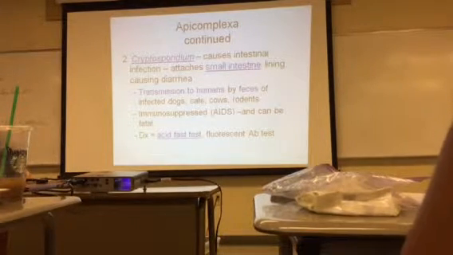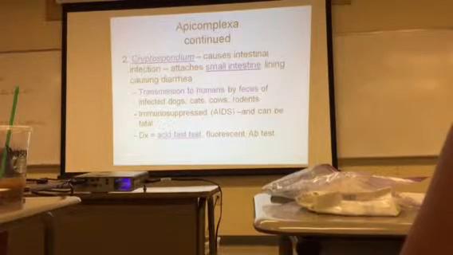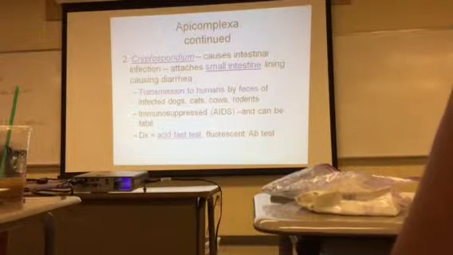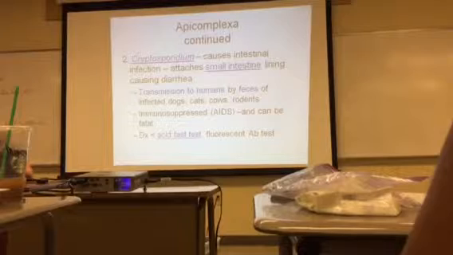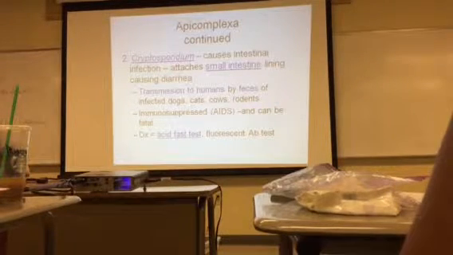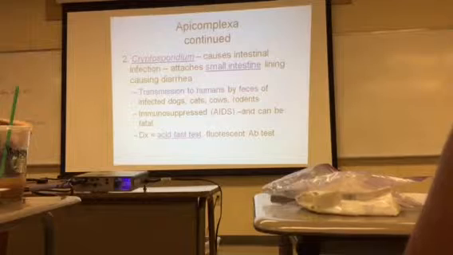The second apicomplexa is Cryptosporidium. It causes an intestinal infection. This is a major one right now. We checked for this one too. It attaches to the small intestine lining, and it causes major diarrhea. It kills a lot in third world countries. It kills a lot of children.